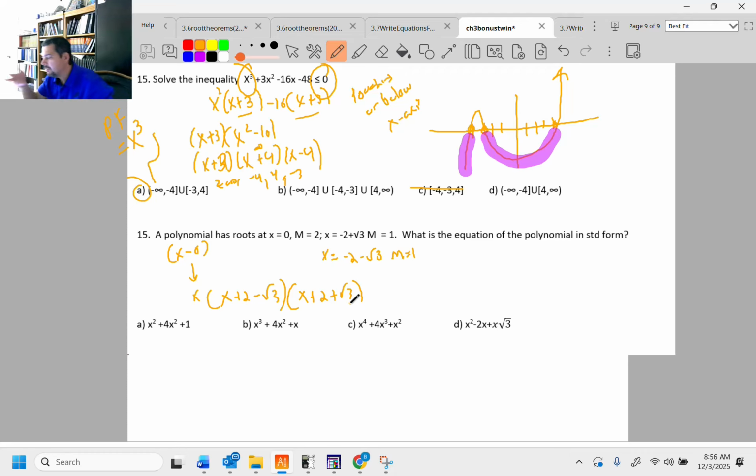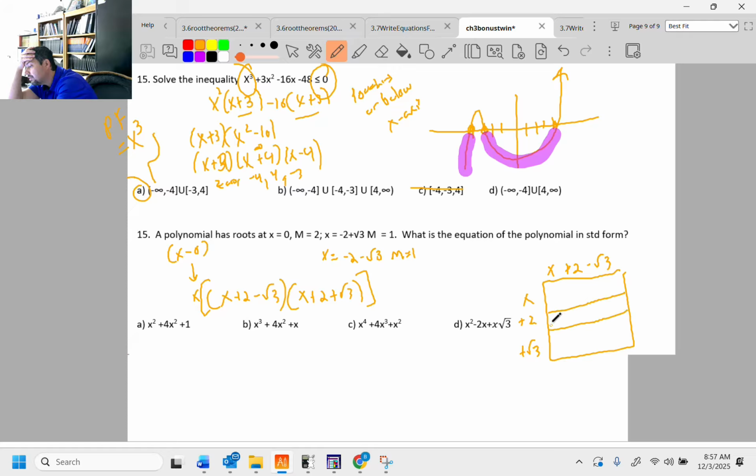Now you're going to have to do some work here. And there's nothing I can do to save you from that work. It's part of it, kids. So let's figure out what this ugly mess is when you put it together. And it's a lot simpler when it gets put together. We got x plus 2 minus root 3 and x plus 2 plus root 3. Almost made a mistake.